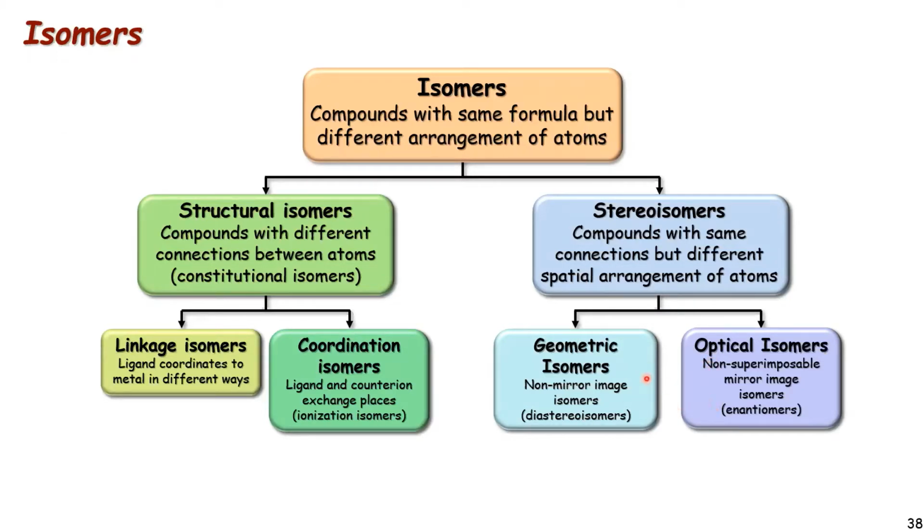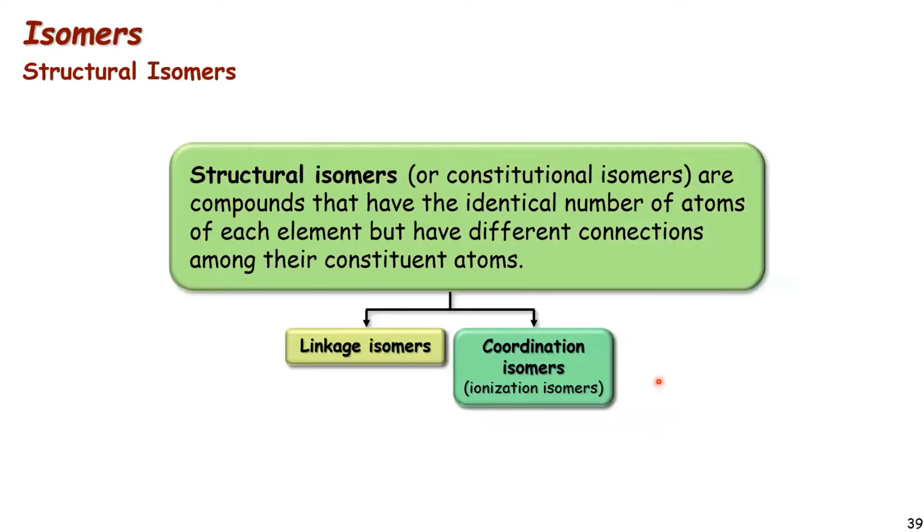The geometric isomers can further be broken down into cis-trans or fac-mer. And we're going to discuss each one of these in detail. So let's start with the structural isomers. Again, these are called structural isomers, or they may be referred to as constitutional isomers. These are compounds that have the identical number of atoms of each element, but the connections are different among the constituent atoms. So first, let's look at the linkage isomers.